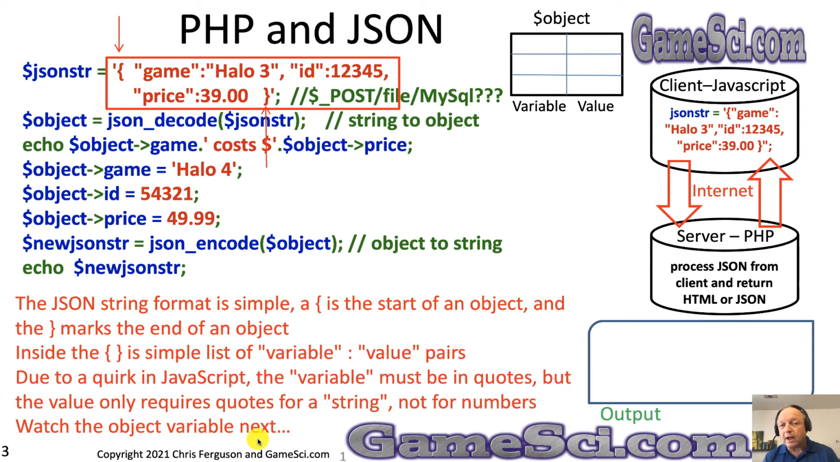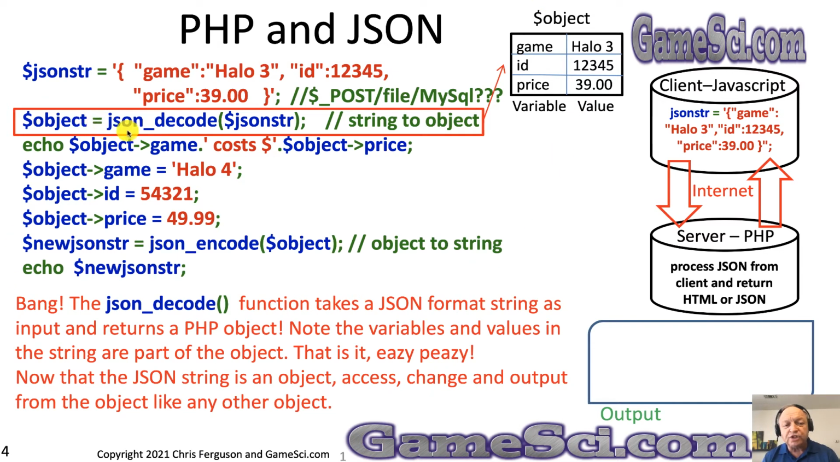Let's watch the variable object on the next slide. Here's our object variable. This is a PHP object. Let's watch it closely on the next slide. $object equals json_decode and pass it our JSON format string. We are converting from the JSON string to a PHP object. Bang! The json_decode function takes a JSON format string as input and returns a PHP object. Note the variables and values in the string are part of the object. That is it. Easy peasy.